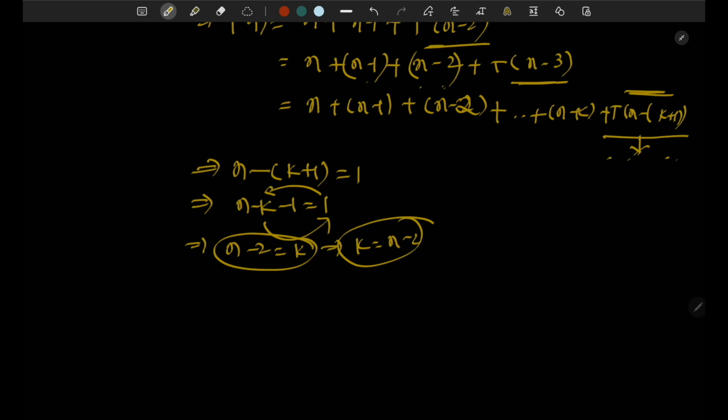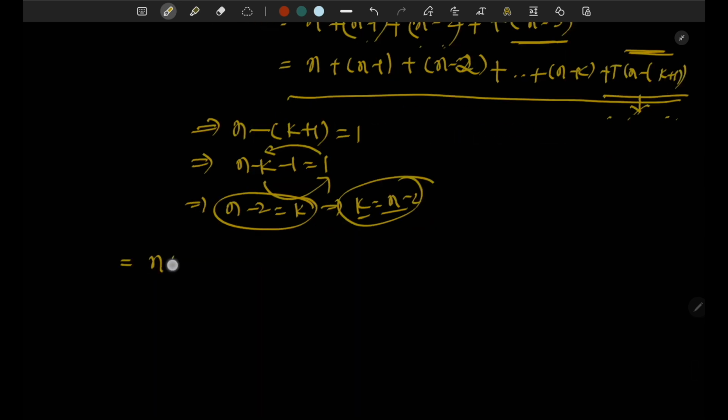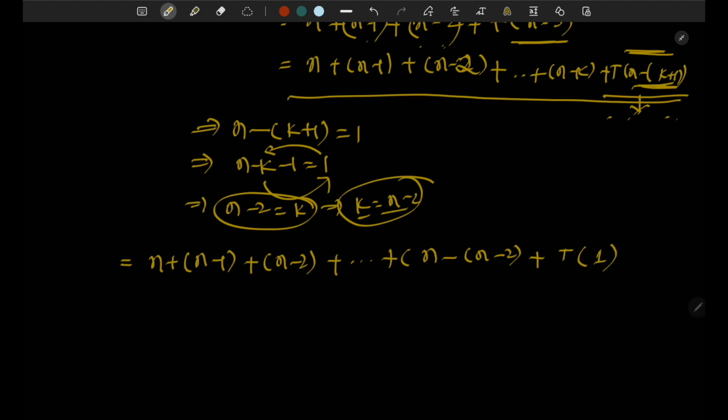So now that we have found out the value of k, let's put this value in this equation: n plus n minus 1 plus n minus 2, and so on, up to n minus (n minus 2), plus T of 1. This is the one that we found out, so this is going to be 1, and let's solve this.